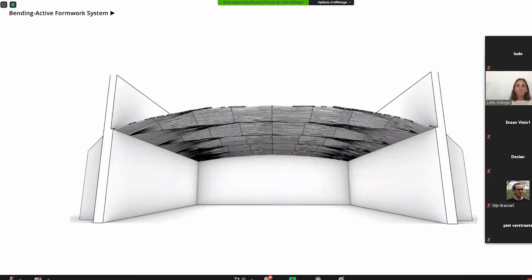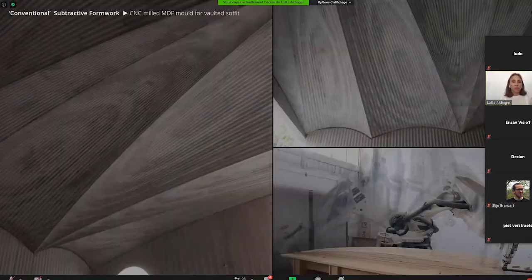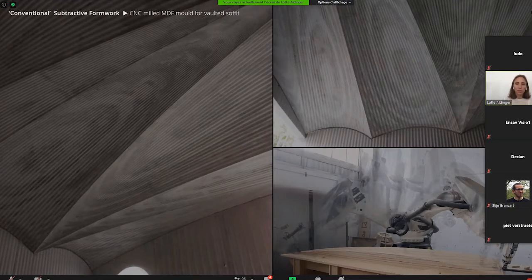And ultimately, this system would overcome the intensive waste that, for example, we see in this that takes place through CNC milling. But however, this is a very nice visual reference for the soffit of our system.